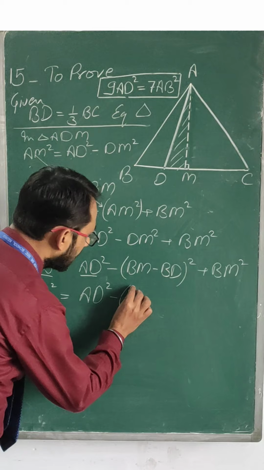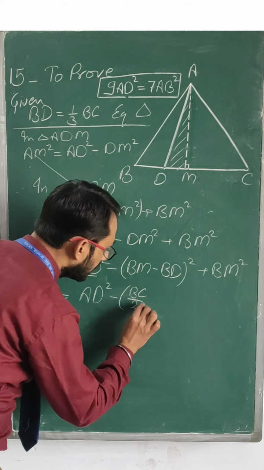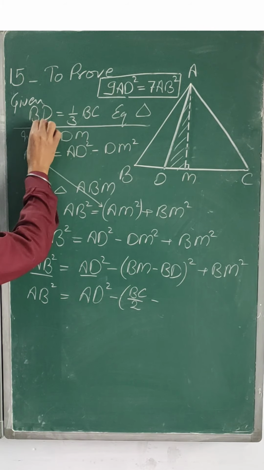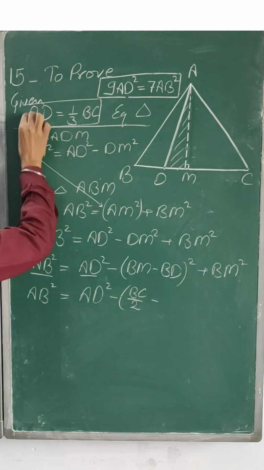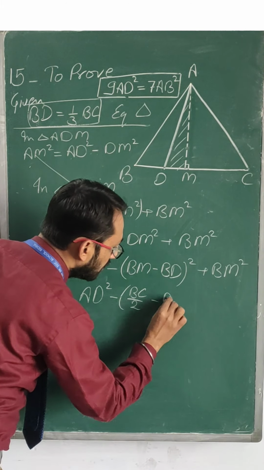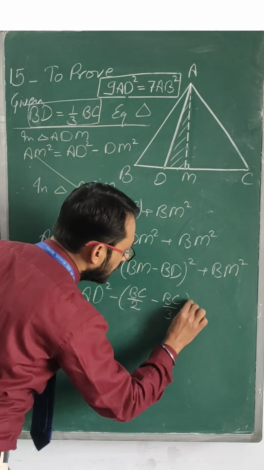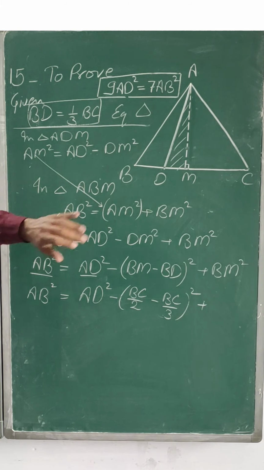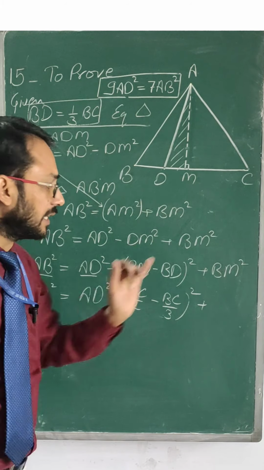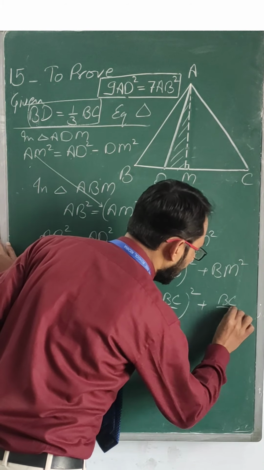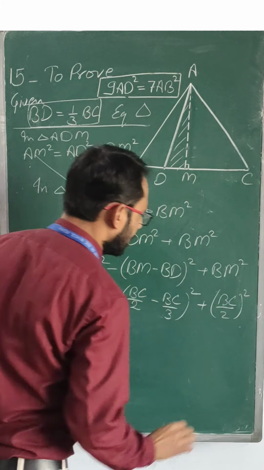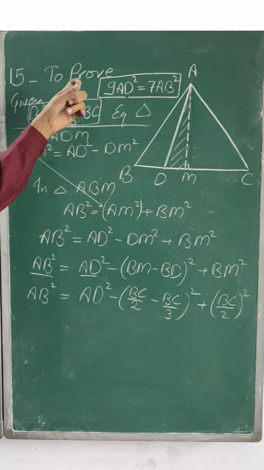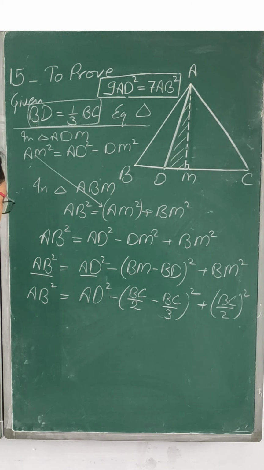So BM can be written as BC by 2 and BD, it is given to us. See, BD is given to us. BD can be written as BC by 3, to whole square, plus BM square. Again BM is half of BC, so BC by 2 to whole square. Now we are going to simplify it. On simplification we will get the proof, whatever we are supposed to prove.